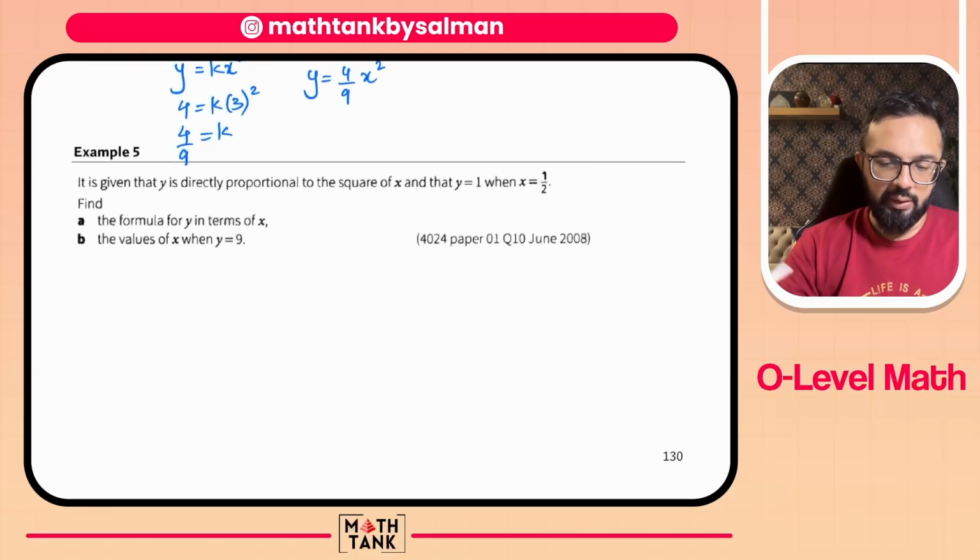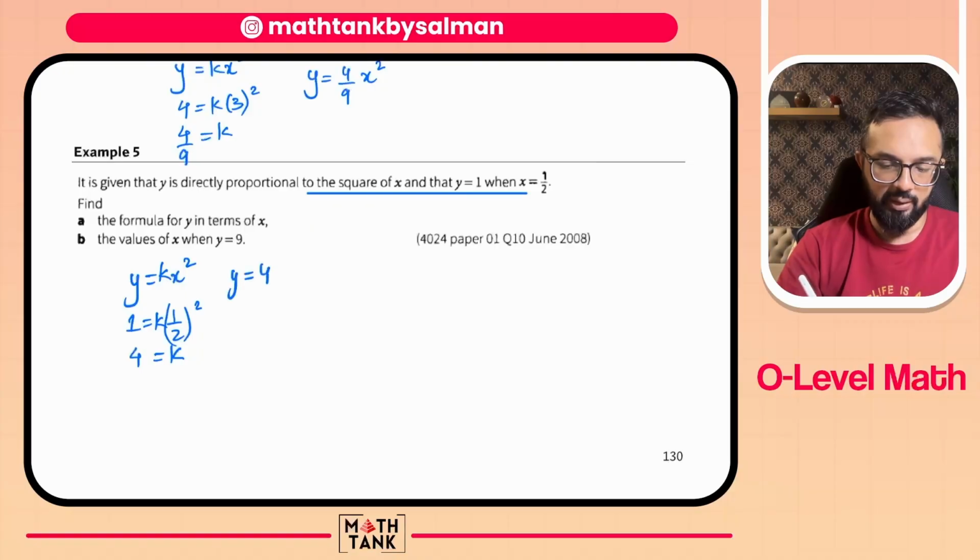It is given that y is directly proportional to the square of x, and that y equals 1 when x equals half. Find a formula. Square of x. I missed the k. K is 4. So y equals 4x squared. The values of y when x equals 9. Values of x when y equals 9. So 9 for part B.